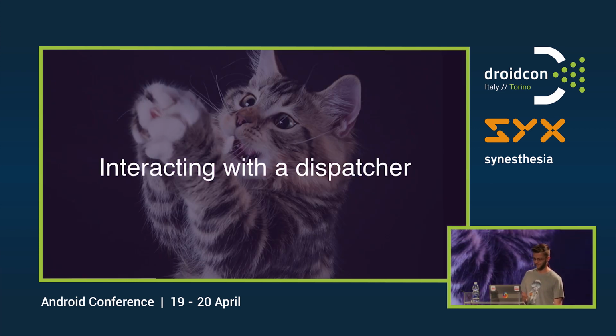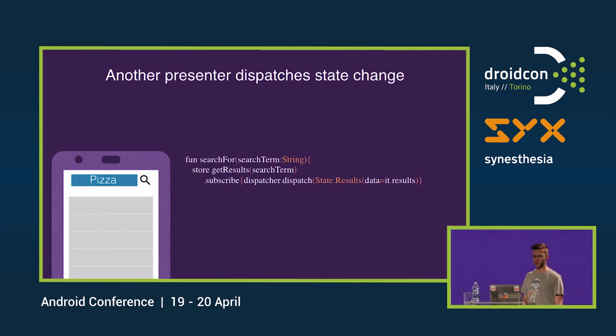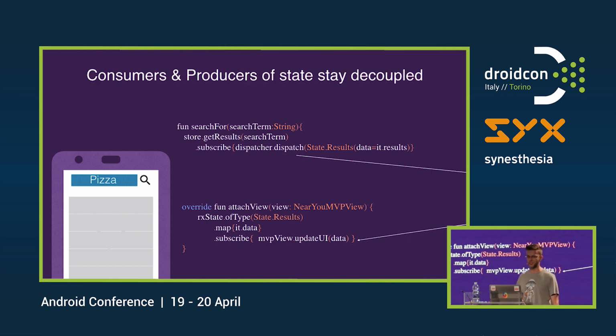Back to code. My presenter would subscribe to the state result state change whenever it attaches to the view. My search presenter, whenever someone searches for something, can go up to a store or an API, get the data, and then dispatch that state with the payload that anyone that cares about that state change is going to want. The important thing to notice here is that each of these functions is not talking to each other directly. Like I said, consumers and producers of state changes are going to stay decoupled from each other.